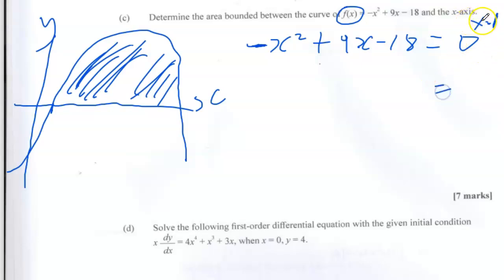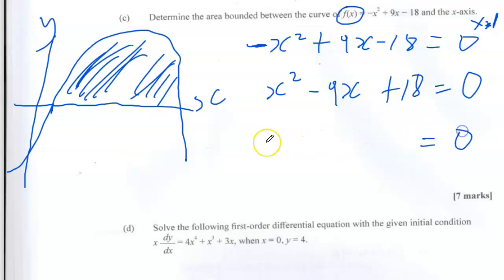Minus 1 times the right hand side, minus 1 times 0, is 0. Minus 1 times the x squared term, minus times minus is positive x squared. Minus 1 times the 9x, that's minus 9x. And minus 1 times the negative 18, that's positive 18. Same equation. All I did there was multiply both sides by minus 1. So we have an easy quadratic now, and I'll use factorization to solve it.